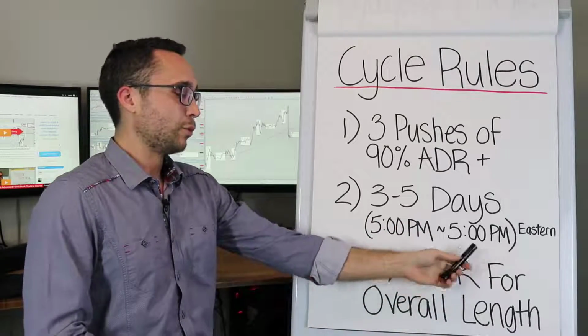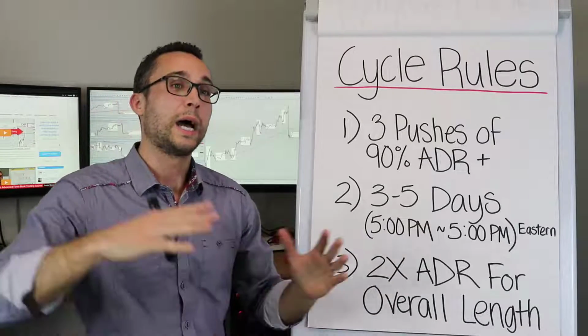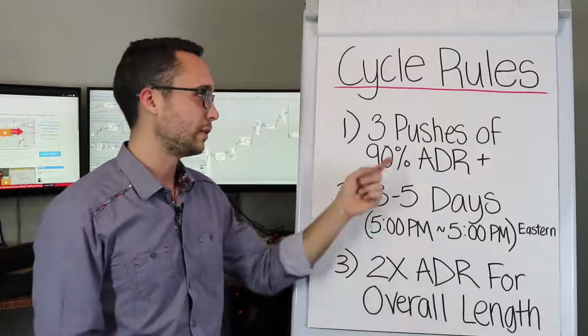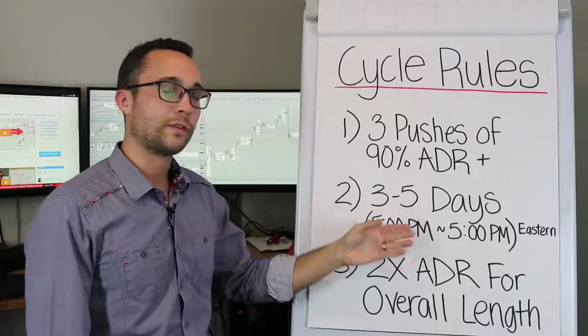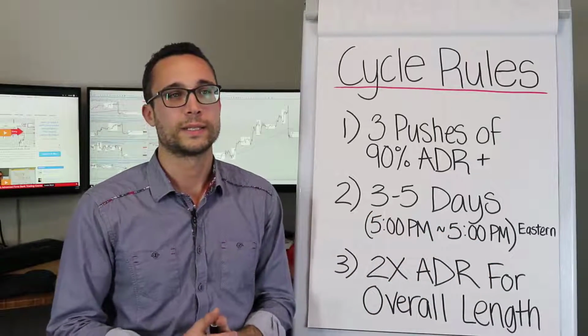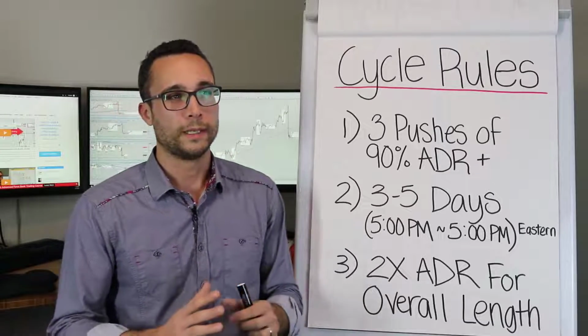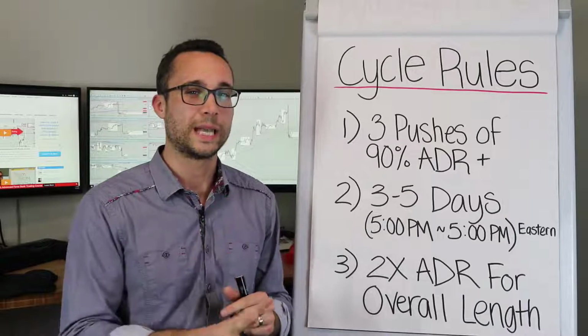So I look for this move of this entire cycle, a completed cycle, which would be 3 pushes of 90% of the ADR or more. I look for that to occur over 3 to 5 days. So what that looks like is the market could go, and here's another rule that goes along with this, we don't allow 2 days of sideways price action.